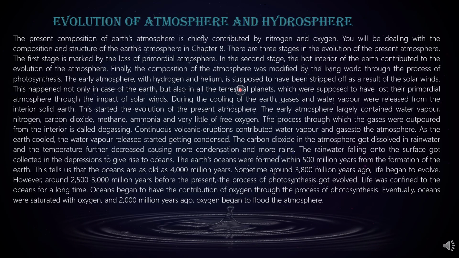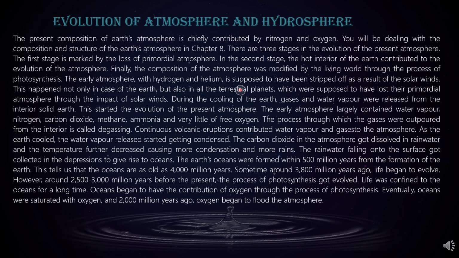Evolution of atmosphere and hydrosphere. The present composition of Earth's atmosphere is chiefly contributed by nitrogen and oxygen. You will be dealing with the composition and structure of the Earth's atmosphere in Chapter 8. There are 3 stages in the evolution of the present atmosphere. The first stage is marked by the loss of primordial atmosphere. In the second stage, the hot interior of the Earth contributed to the evolution of the atmosphere. Finally, the composition of the atmosphere was modified by the living world through the process of photosynthesis.